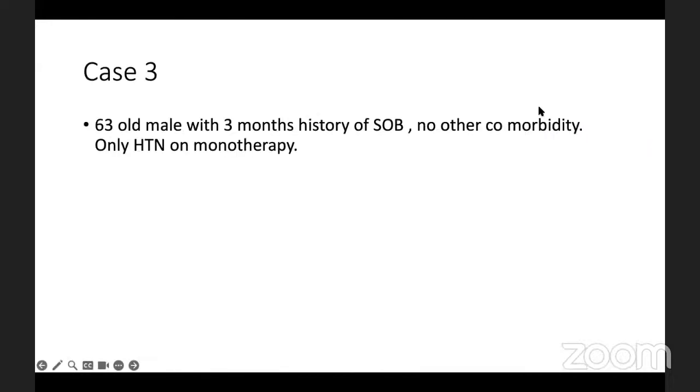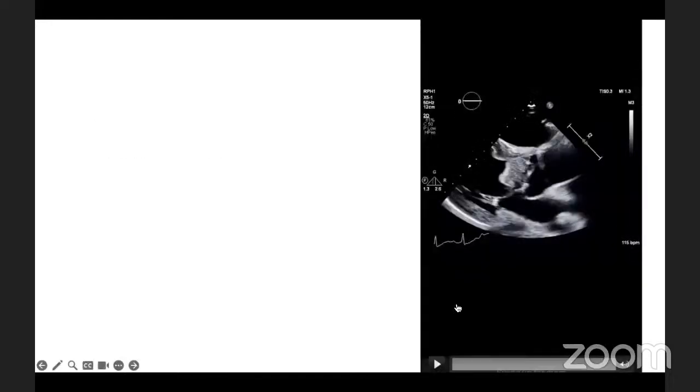Okay. So Abdurrahman is a 63-year-old male with a 3-month history of shortness of breath. No other comorbidity. He only has hypertension, very mild hypertension. Okay. So they did an echo for him, and this is the echo. This is a long parasternal axis view, and it showed us a mass attached to the aortic leaflet, to the aortic valve, I mean. So what is it that is attached? A mass. And papillary fibroelastoma is the most commonly diagnosed mass that attaches to the aortic valve.